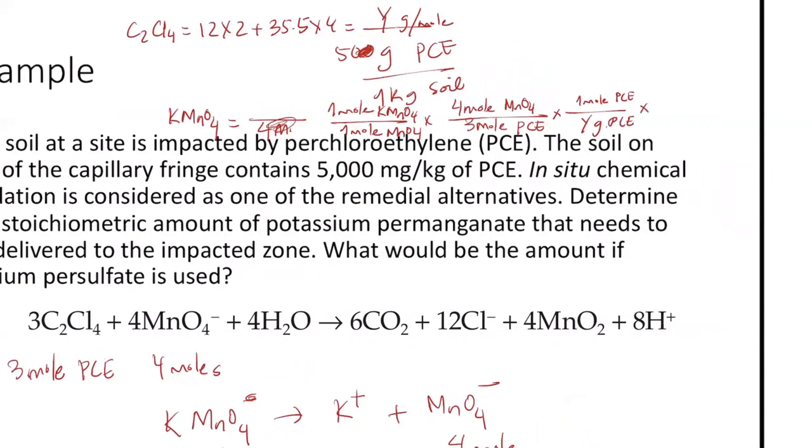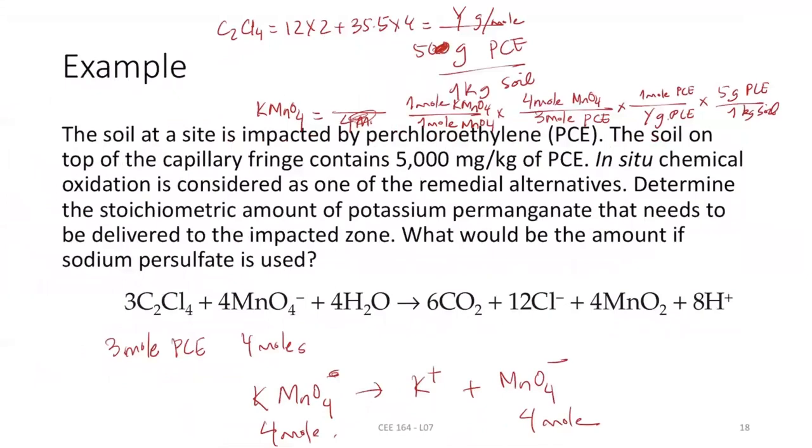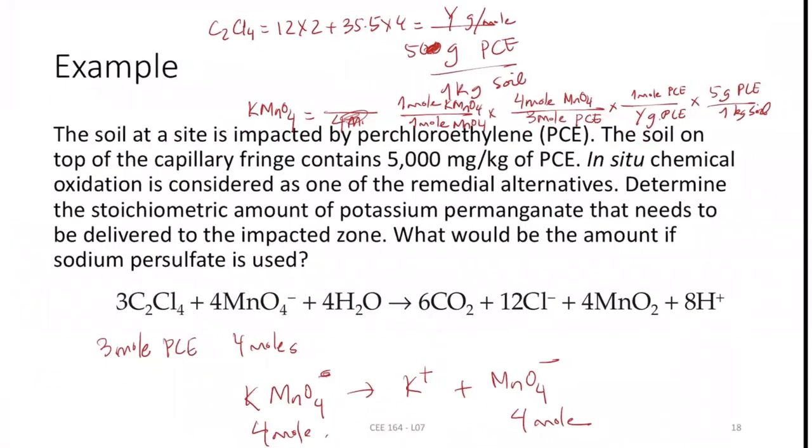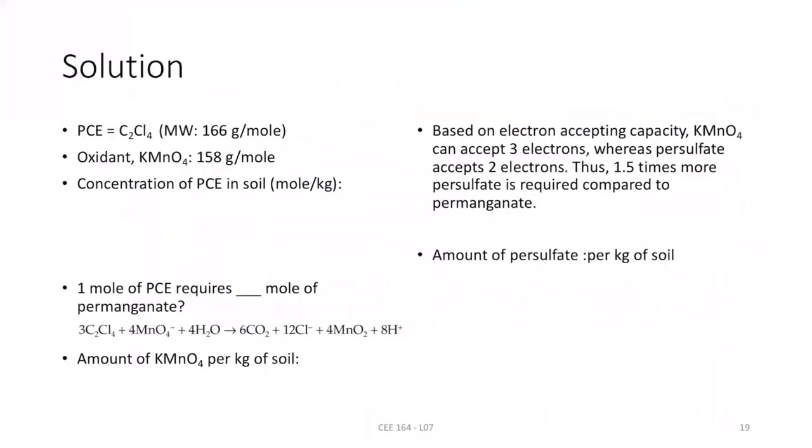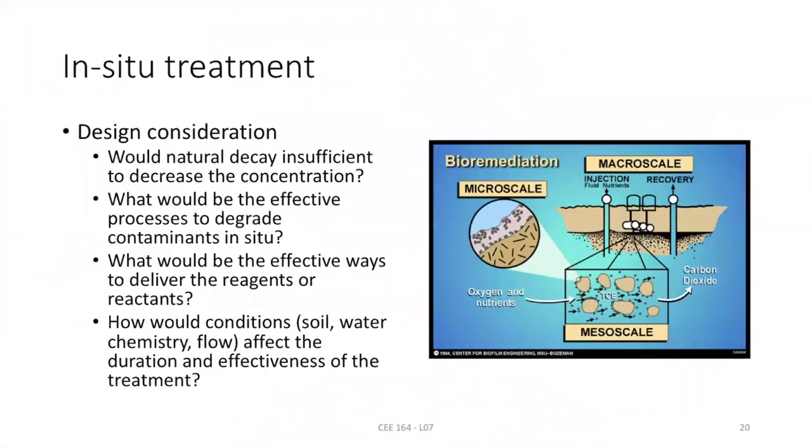And you are asked how much PCE you have in the 1 kilogram of soil. So you know that 5 gram of PCE per 1 kg of soil. Then you'll be able to calculate all of them. So the answer will be in moles of permanganate. This is the same thing that you are given in the homework question, so you should be able to solve it. I solved it, so I don't really need to write it here.